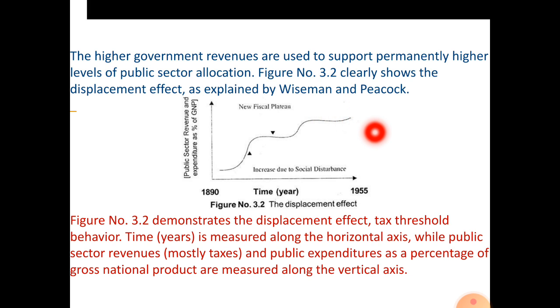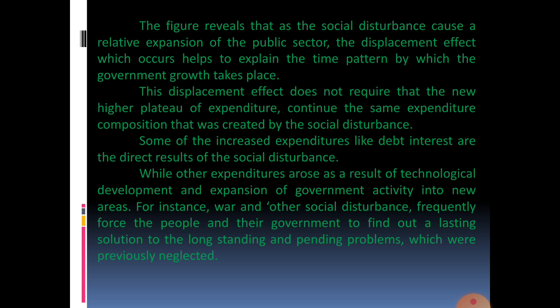These situations occurred in Britain, as revealed by the research of Peacock and Wiseman. The public expenditure is not smooth and continuous. It has jerks, and some step-like fashion as well, across the different time periods. The figure reveals that as social disturbances cause a relative expansion of public expenditure, the displacement effect which occurs helps to explain the time pattern by which government growth takes place.